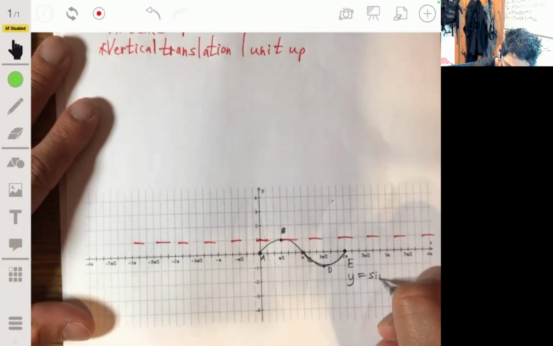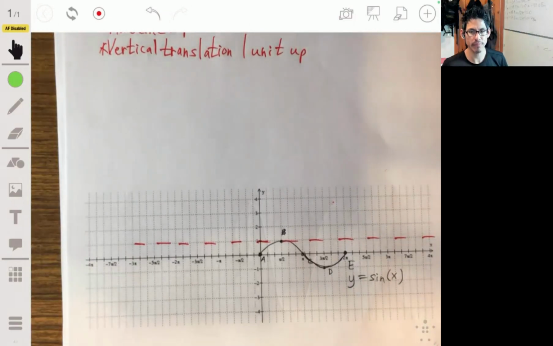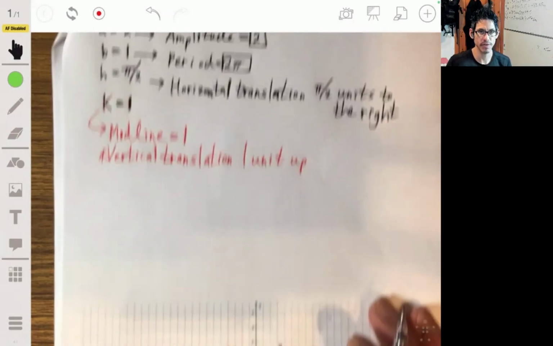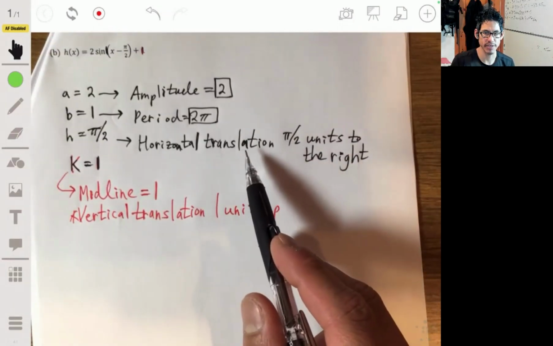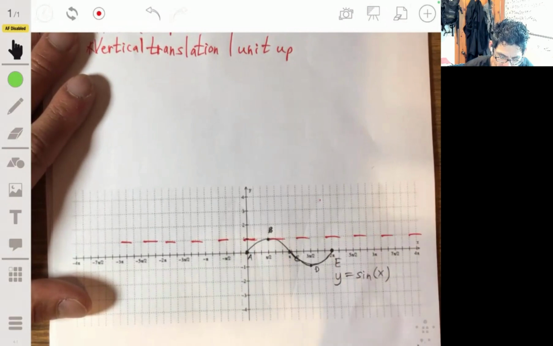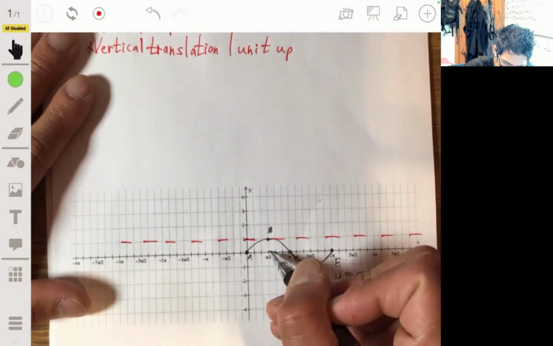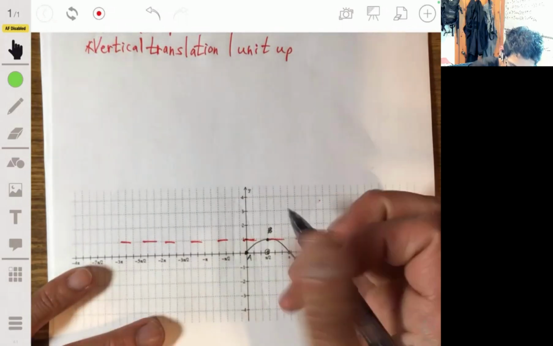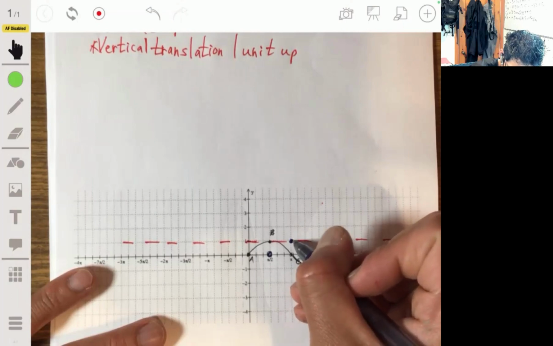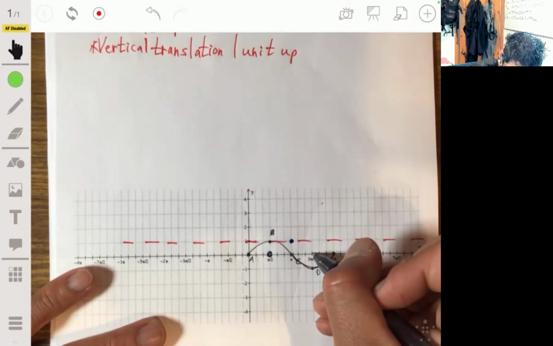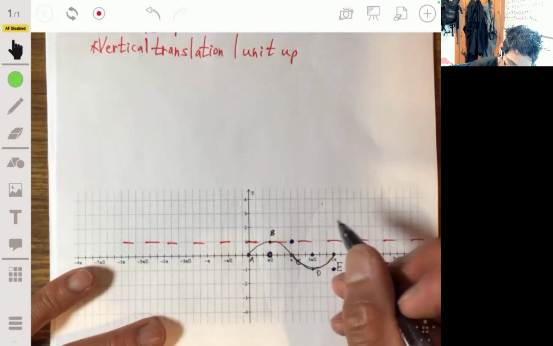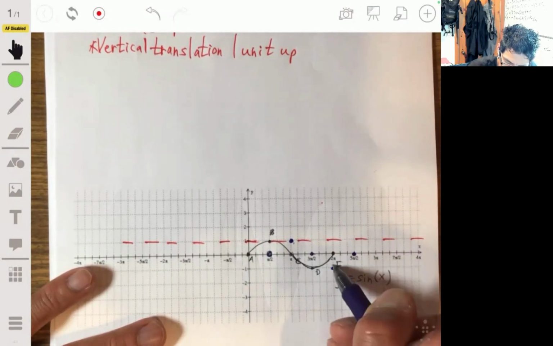Y equals the sine of that. A, B, C, D. Now, starting off with the transformation, translating it or shifting it pi over 2 units to the right is literally put the points pi over 2 units to the right. So A goes to here. A would go here. B would go here. C would go here. D over here. And E over here. 1, 2, 3, 4, 5.